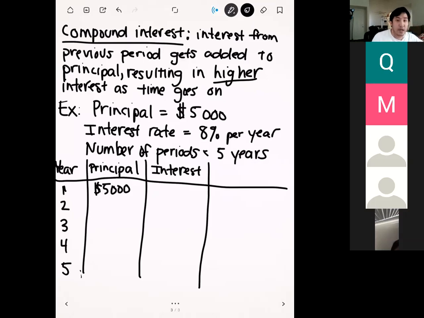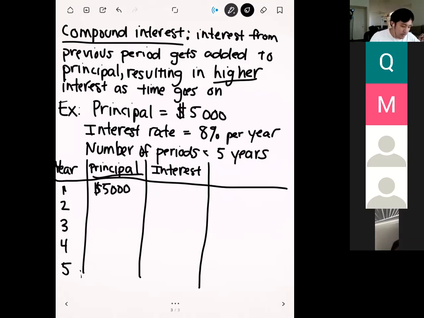Okay, so the next column we have is going to be for the interest. And so we have an 8% interest rate here. So in order to compute the amount of interest that we have, we're going to take what's in the principal column and then multiply it by the interest rate. Okay. And so for this first year, what we have is 5,000. That's our original principal. And then we're going to multiply that by our interest rate, which is 8%.